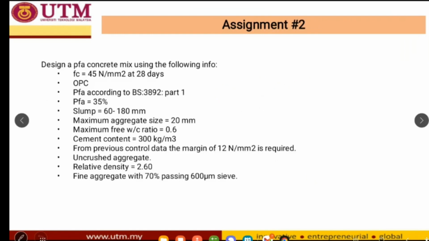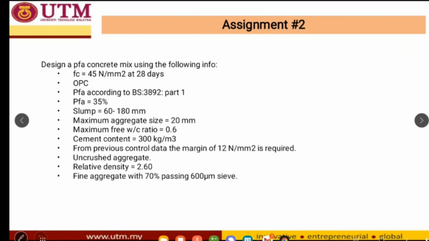So this is your assignment question for assignment number 2. So you have to design a PFA concrete mix using the following info, where you have the fc, which is the characteristic strength, 45 Newton per millimeter squared at 28 days. The cement type used is OPC, and then the PFA is according to BS 3892 part 1. Yeah? So PFA is equivalent to 35%. Slump is 60 to 180 mm, and the maximum aggregate size to be used is 20 mm.